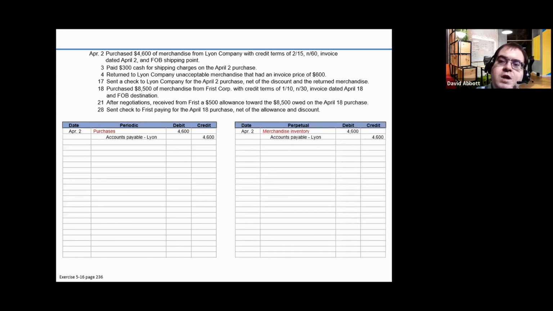Okay, good. So they're showing you here the periodic system, and then this is the perpetual system. So we use purchases over here for a periodic system, but in a perpetual system, it's merchandise inventory.